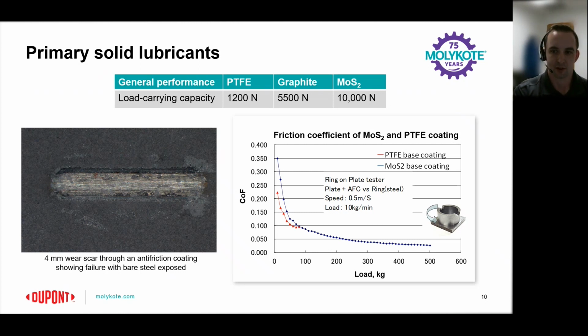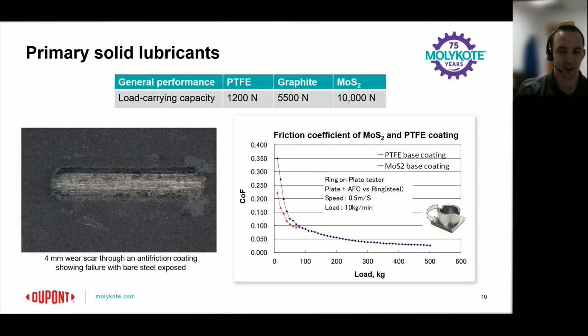The image on the left shows some solids. In this case, they're anti-friction coating solids on a substrate. As the substrate wears through these solids, you'll see a huge spike in friction, up to what you would expect to see for metal-on-metal friction. You can see in the plot on the right that there's a red line which represents the PTFE. It has a great coefficient of friction at these low loads compared to the MoS2, which is in blue.